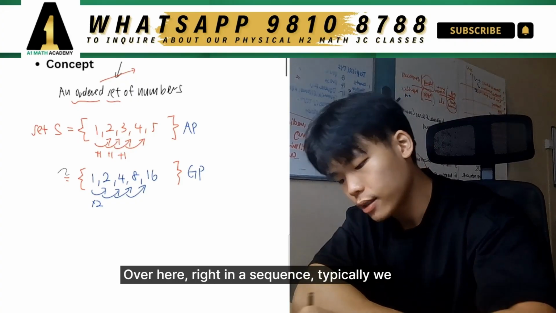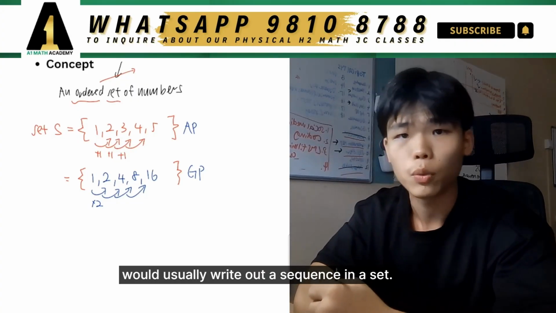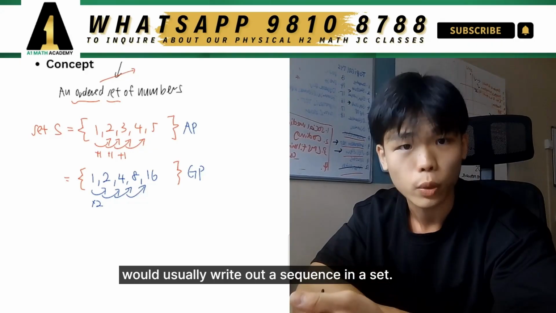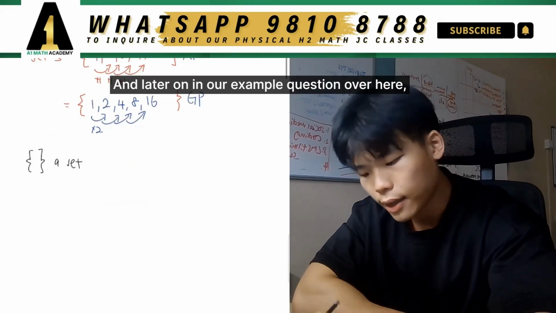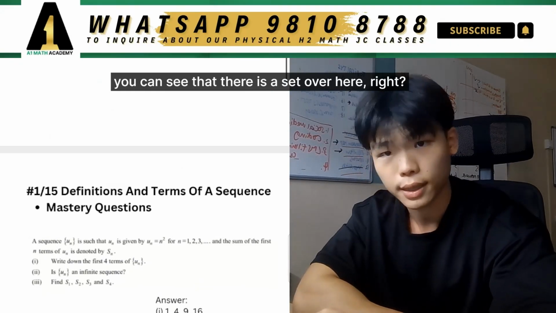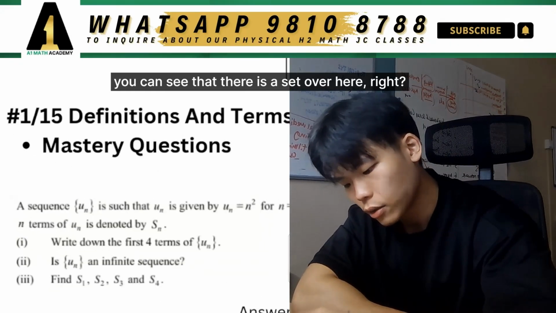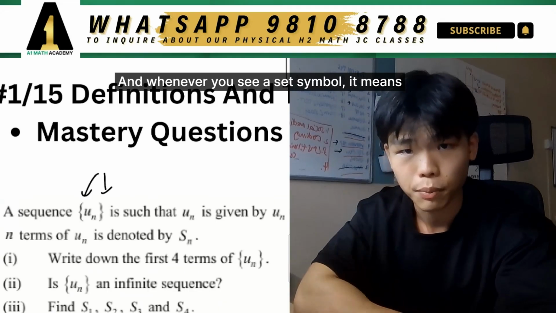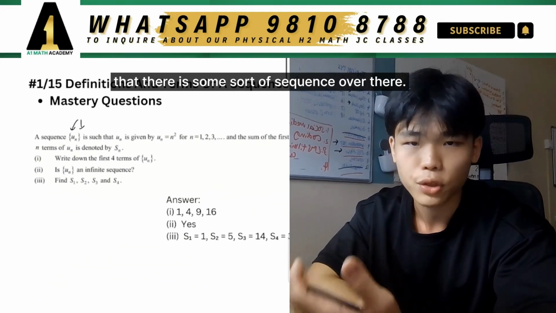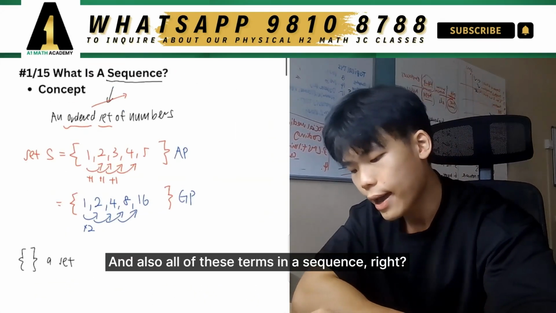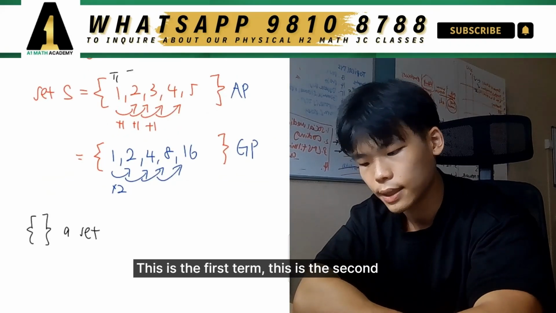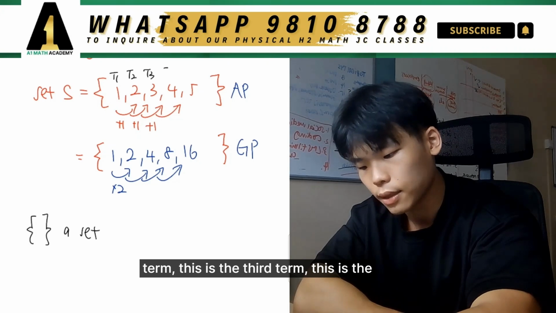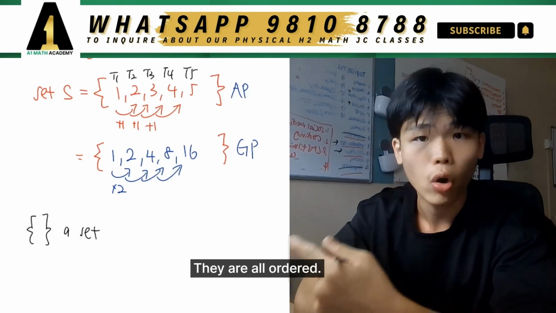Over here, in a sequence, we would usually write out a sequence in a set. So over here, this means a set. And later on in our example question over here, you can see that there is a set over here. And whenever you see a set symbol, it means that there is some sort of sequence over there. And also, all of these terms in a sequence, this is the first term, this is the second term, this is the third term, this is the fourth term, this is the fifth term. They are all ordered.